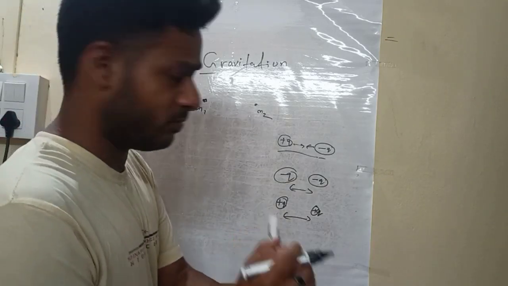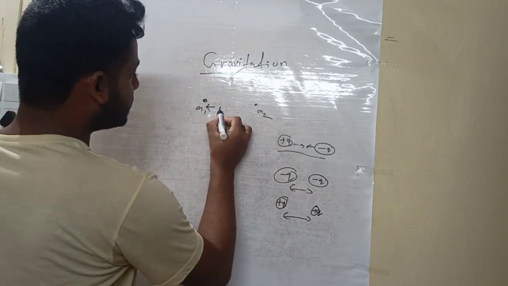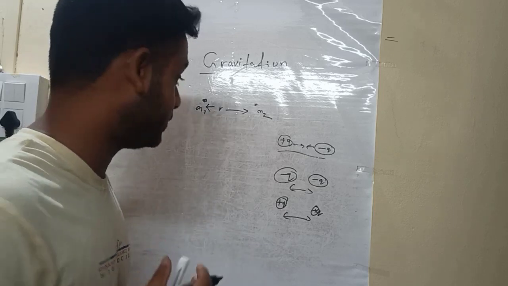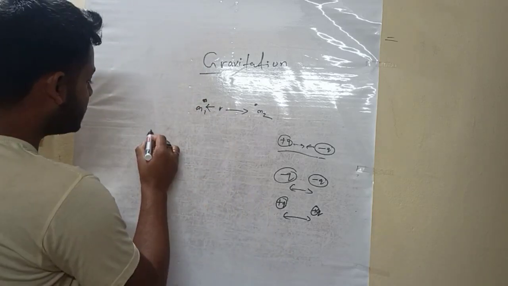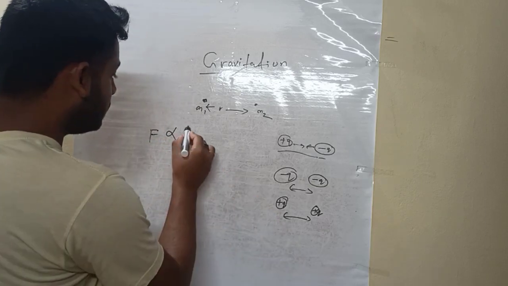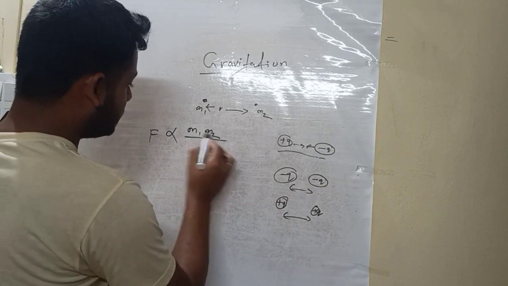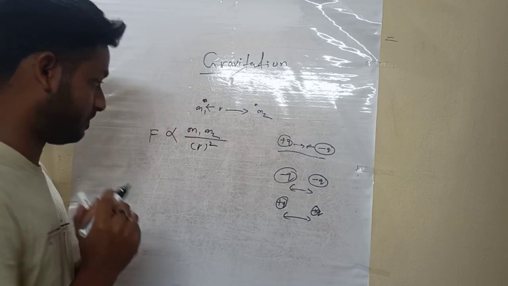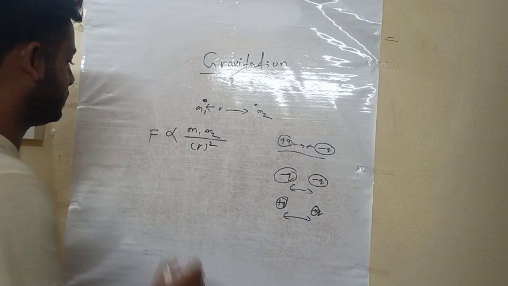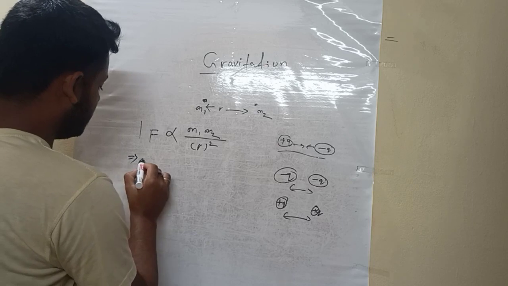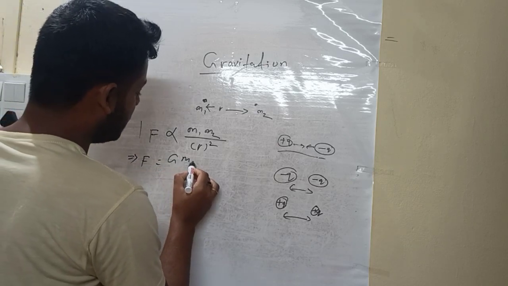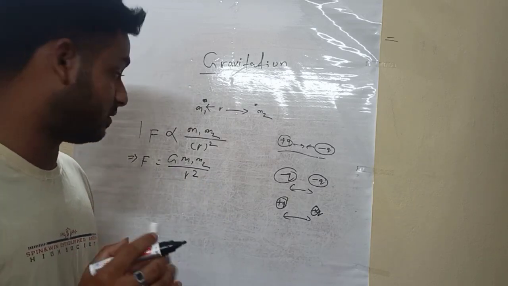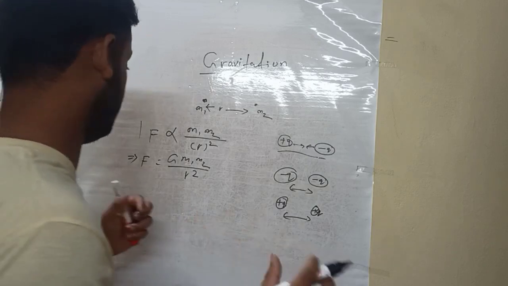So how can we write this formula? Suppose the distance is r. What is the force of gravitation, or Newton's force of gravitation? Force is proportional to the product of masses and inversely proportional to the square of the distance between them. Then we can write force is equal to G m1 m2 divided by r square. r is the distance between the centers. We always take the center-to-center distance.